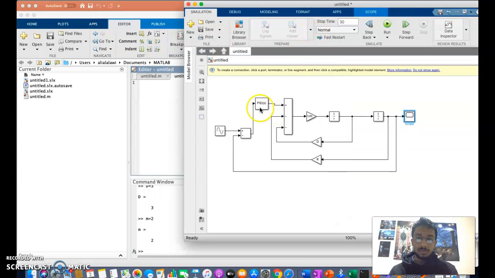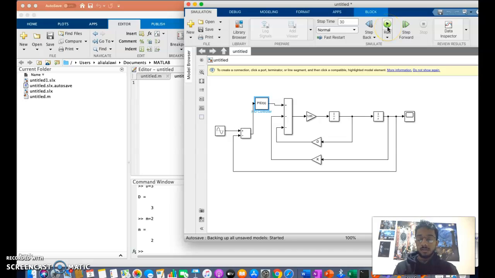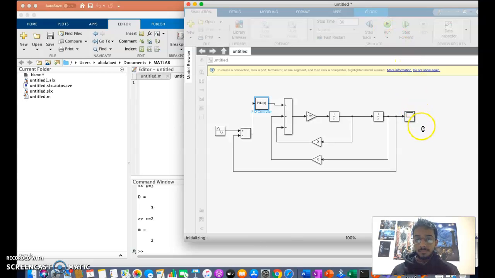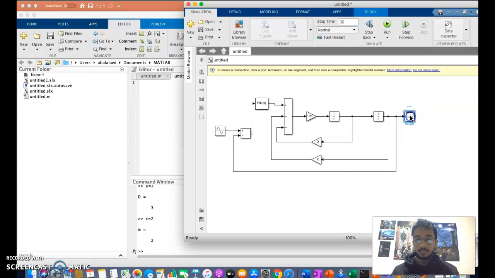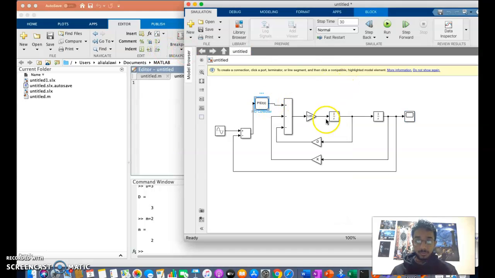So we'll try to increase the proportional, the integral, and the derivative. Let it be, for example, 10, 10, and 10. And let's see the result here again. It seems to be better, but you'll see that here it's below the 1, which is our range here, 1 and -1. So let's use the automatic tool.